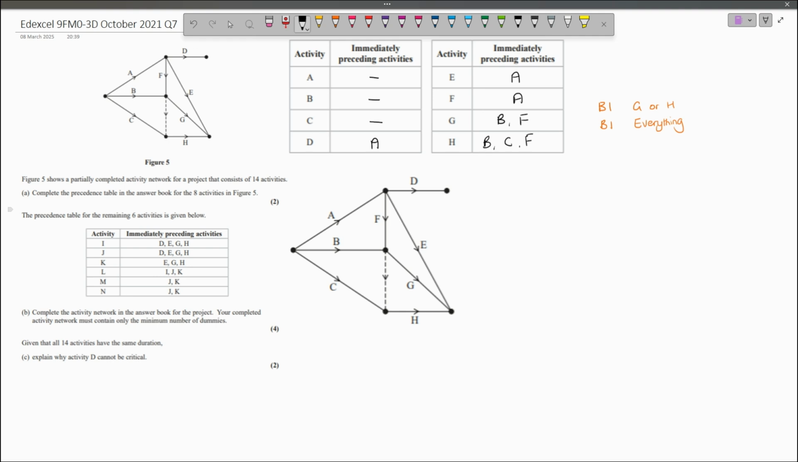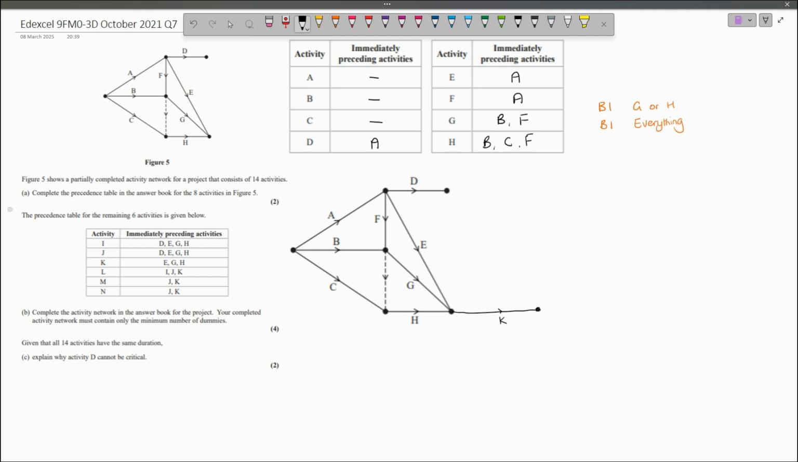We can see that E, G, and H all combine together, and if there is an immediately preceding activity E, then you'll automatically have G and H. That makes sense because E, G, and H are all combining into this one point. We also see that J and K both combine into a point, and K has immediately preceding activities E, G, and H. So we know that K is going to come from this point. So we're going to get a K out of this point.